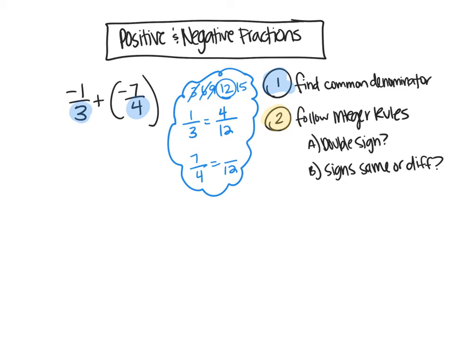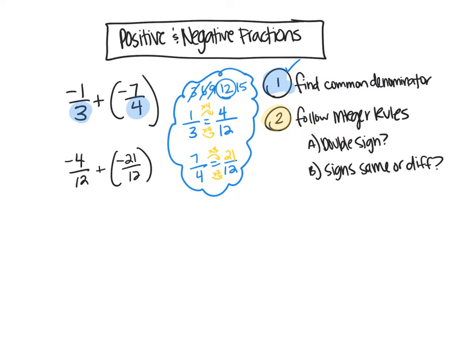1/3 is 4/12, because this goes in 4 times, so I multiply by 4 on the numerator. 7/4 is 21/12. When I go to rewrite my problem, that gives me -4/12 plus -21/12. I have successfully found common denominators.